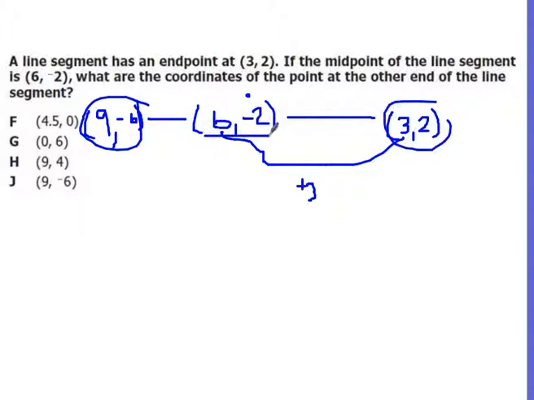Which brings me to my second method. If it's multiple choice, we could just go through using this endpoint and take turns with each of these endpoints, calculating the midpoint formula until we get out this answer.